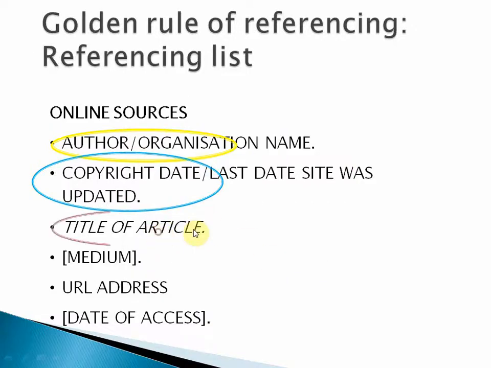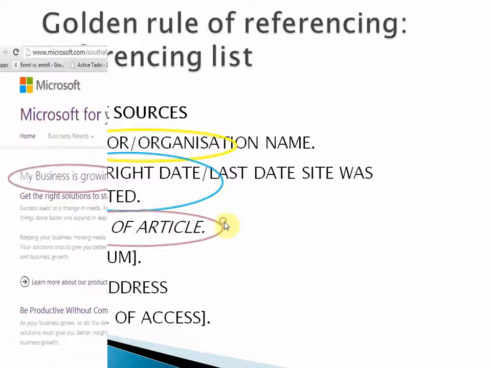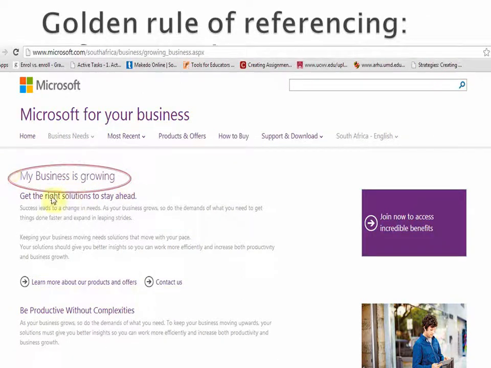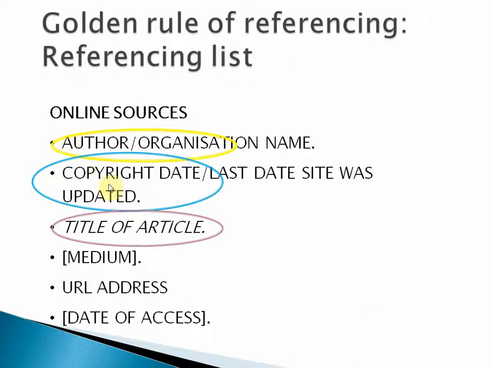Okay. Then the title of the article, again, is in italics. And here, you'll see it here. My business is growing, not Microsoft for your business. That is the website. The actual article that you are reading is here. My business is growing. So we include that in italics.